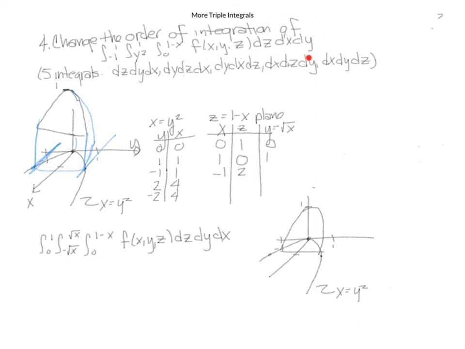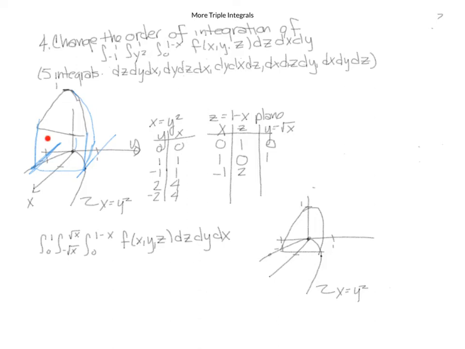So there are 3 variables, and so there are 6 different ways to arrange 3 variables. So this is 1, and these are the other 5 possible changes of order. I'm going to do 1 in detail. On the next slide, I have the answers for the other 4. And so let's go ahead and get started.